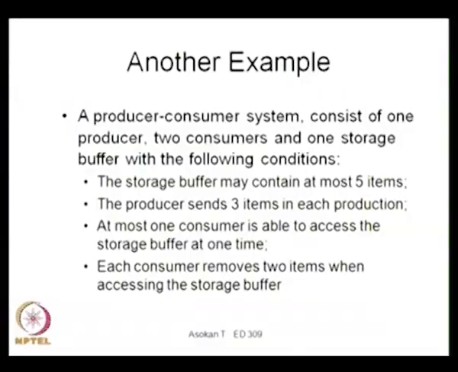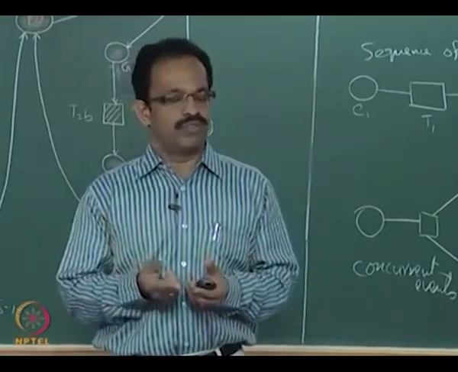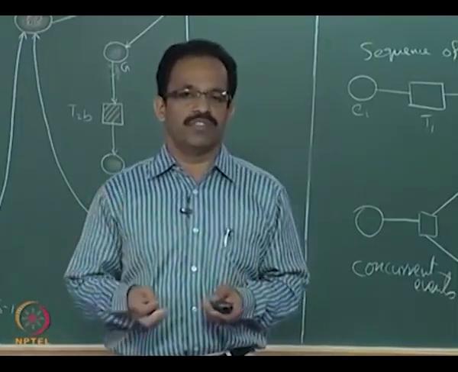So the conditions for this are: the storage buffer may contain at most 5 items, so it cannot have more than 5 items, and the producer sends 3 items in each production. Whenever the producer makes one production, it will have 3 items, and the buffer can have only 5 items stored. At most one consumer is able to access the storage buffer at one time, and each consumer removes 2 items when accessing the storage buffer. So whenever a consumer accesses the storage buffer, he can take 2 items, but only one consumer can access it at one time, and one producer can produce 3 items at a time, and the storage buffer has a maximum capacity of 5.